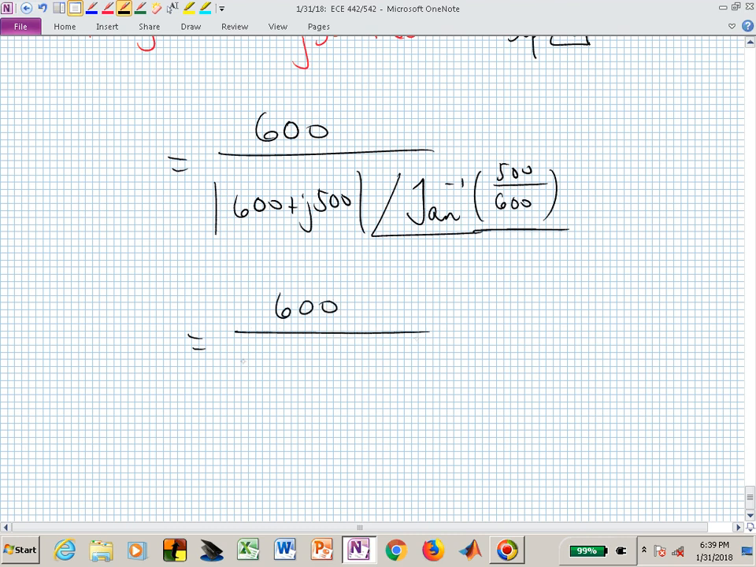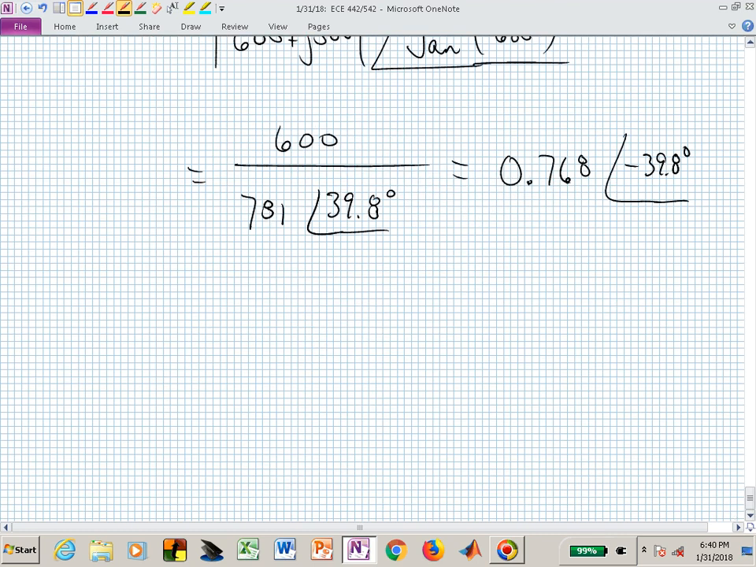Doing all of that, we end up with 781 at an angle of a little less than 45 degrees, since it's 500 over 600, 39.8 degrees. We can divide the denominator into the numerator, and now we see that at 500 radians per second, this low-pass filter will actually give us 77% of what we put in at 500 radians per second, and it will offset it consistent with an angle of minus 39.8 degrees.